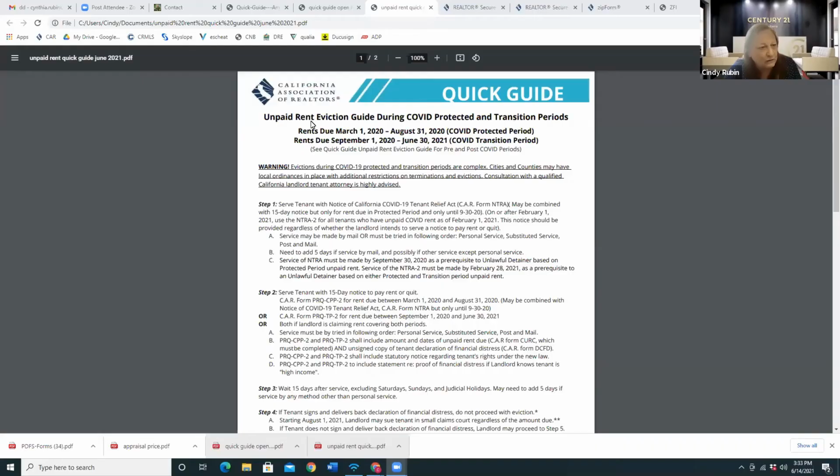Evictions during COVID. This is the quick guide to unpaid rent eviction during COVID, protected and transition periods, okay? There are two periods they divided into: March 1st to August 31st, that was the protected period. Then September 1st, they did the transition where they put the single family homes in and a bunch of other stuff, and it was a whole different set of rules. So when you're collecting rent, whether the rent was due prior to August 31st or after August 31st makes a big difference on how you collect it.